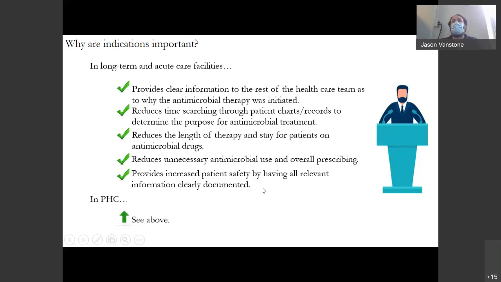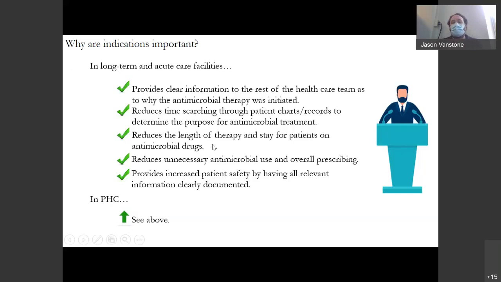In primary health care, it's much the same, just in a different setting. So you've got clear information so that, for example, community pharmacists can better understand why this antimicrobial therapy was initiated. It will reduce the time of trying to connect. So when a community pharmacist has to try and track down a doctor to understand why this was prescribed, it then reduces time for doctors having to find time to talk to the community pharmacist.